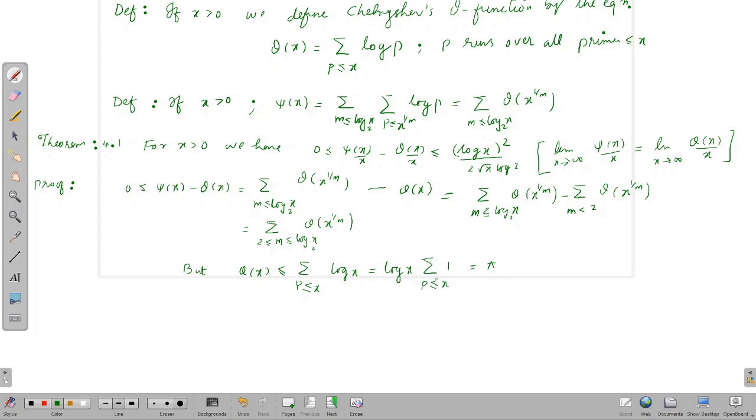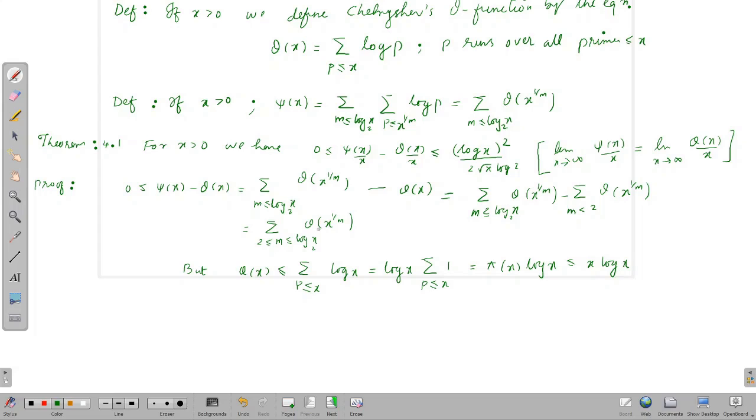This counts the number of primes up to x, so that is pi of x times log x, and that is always less than or equal to x times log x, because pi of x is the number of primes less than or equal to x, and that is dominated by x, because x is always greater than or equal to pi of x. For x greater than 1, we have the strict inequality. Now we have theta of x is always less than or equal to x log x.